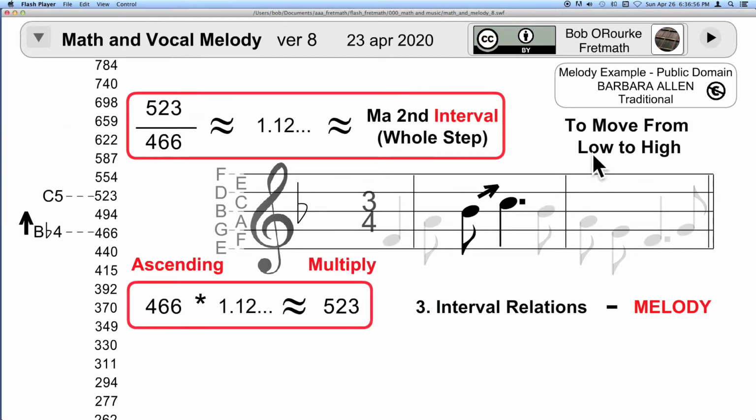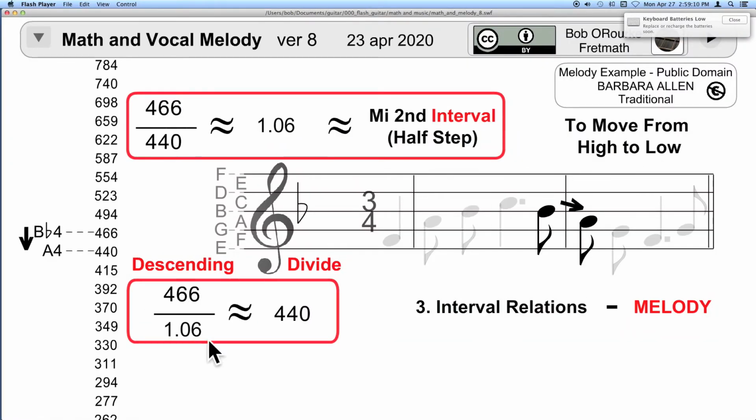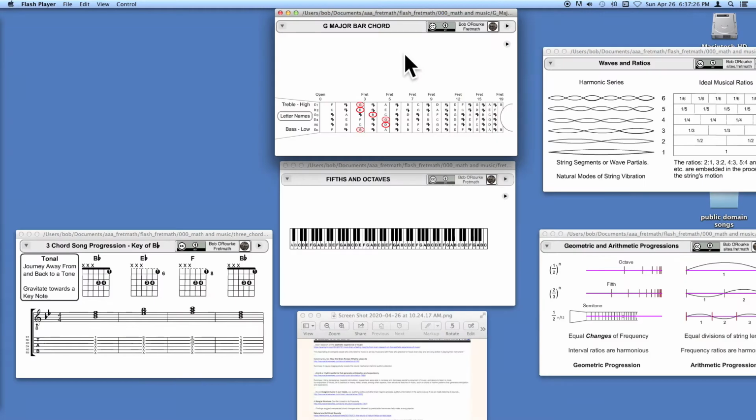The mathematics is a logical description of the relationship between the two intervals. When you move from low note to high note, the mathematical description is that you multiply the lower frequency by the interval ratio to get to the higher frequency. Moving from high to low, you divide the high note by the interval ratio to get to the low note. That's melody, and next we'll take a look at harmony.